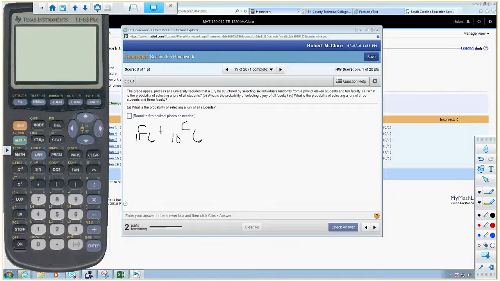So you're adding it. It says, what is the probability of selecting a jury of all students? Right now, we're not finding A. We're finding this part. We got to find the total first. This is the total different combinations of students, and this is the different combinations of adults, or teachers. So we got to find the total that we're selecting from. So that would be 11, math, combination of 6. That's 462.